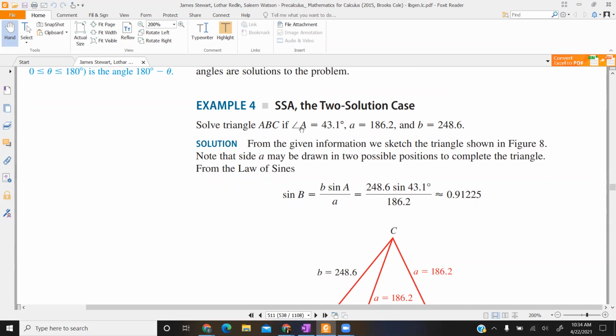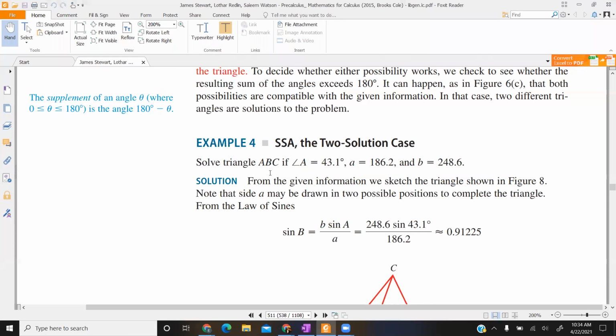The triangle you're given is ABC. Angle A is 43.1 degrees. Side A is 186.2 and side B is 248.6. We're still in the side angle case. We already dealt with the one case that was angle side angle or side angle angle. This second case is just side side angle. In this case, we can have multiple possibilities. There's not one unique triangle. There's not an infinity of triangles consistent with the data, as in the case of angle, angle, angle, but there's a couple possibilities.